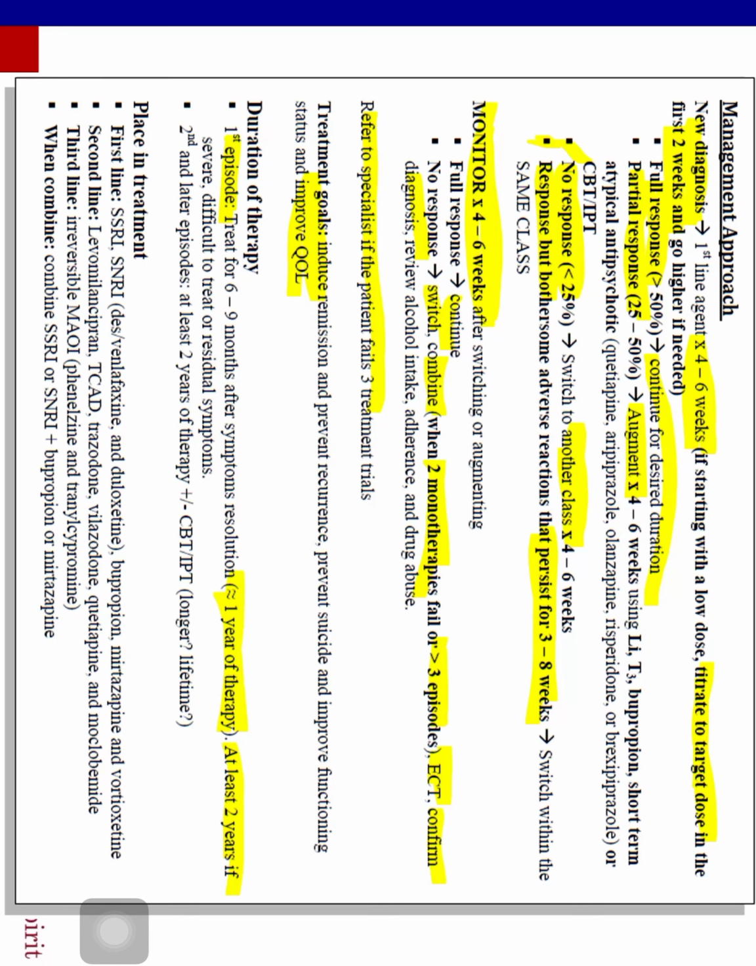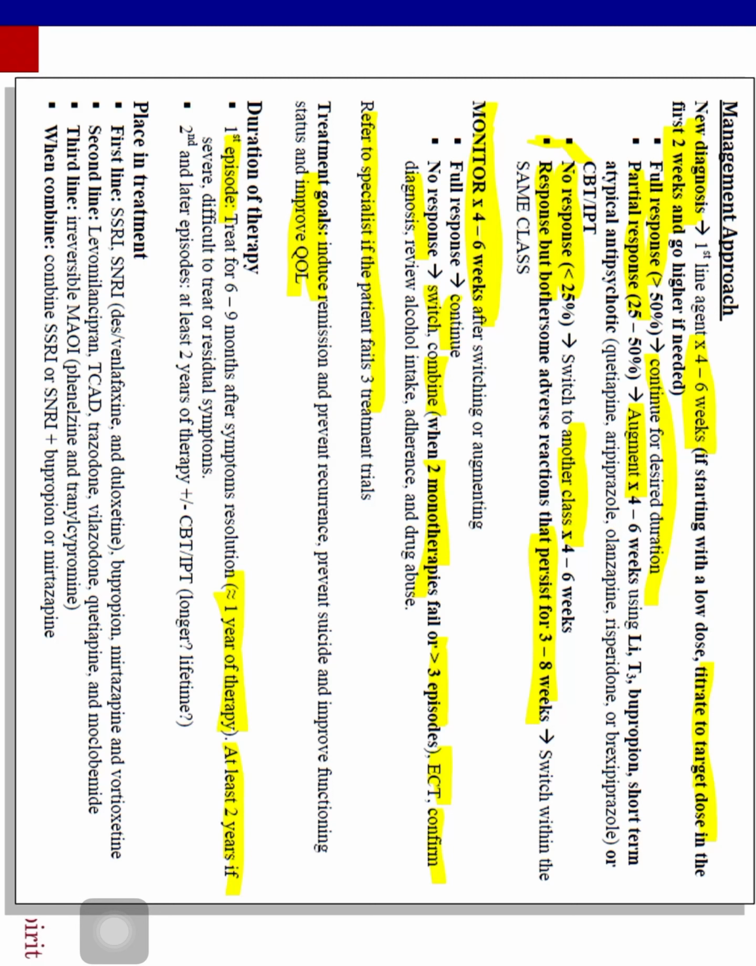Okay, so when you say severe depression, what do you mean by severe? How can I know from the case that this patient has severe depression? The patient is considered to have severe depression if the patient has psychosis, if the patient comes with suicidal ideation, or if the patient comes with severe impairment of the patient's functionality and quality of life.